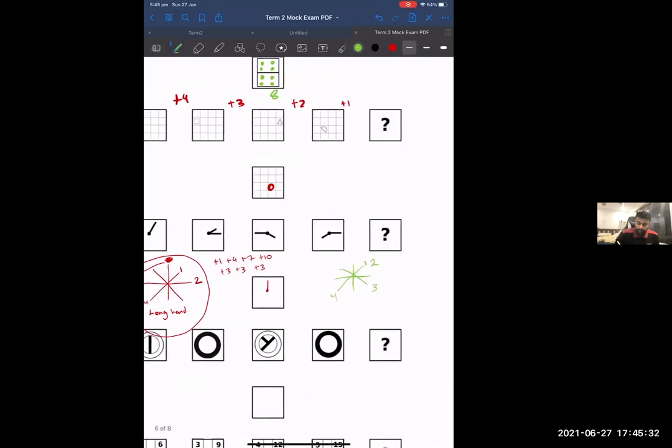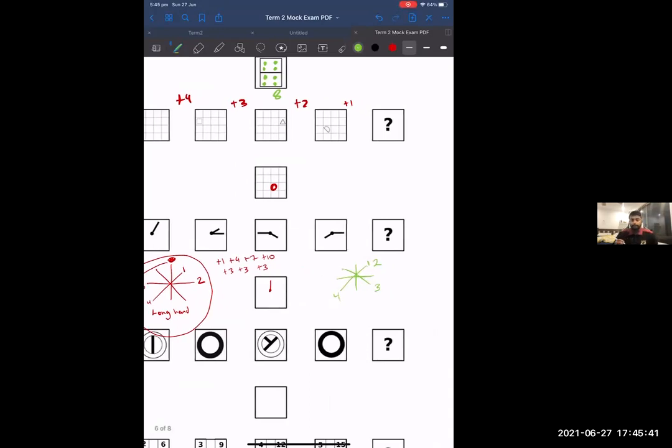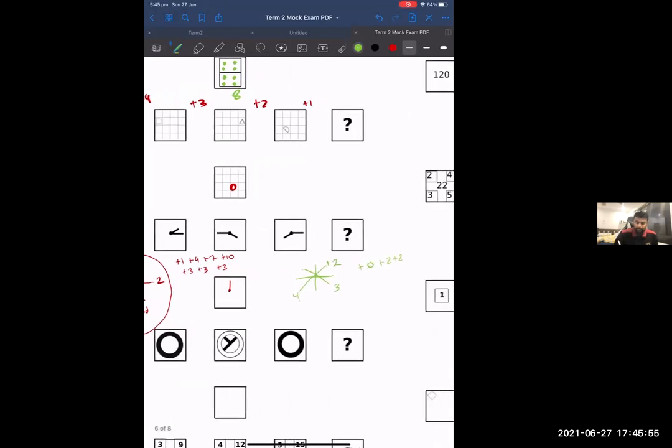Plus 7. Wait, am I missing something? So it goes there and then. Oh yeah, sorry. Yeah, it goes +2. So it goes +0, +2, and plus another 2. Plus 0, plus 2, plus 2. The next one could be plus 0.